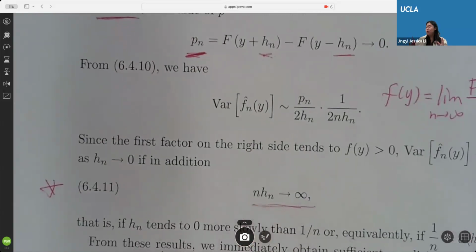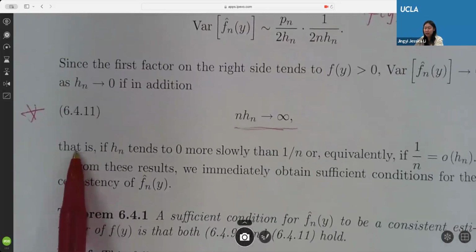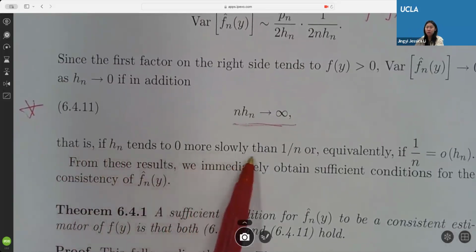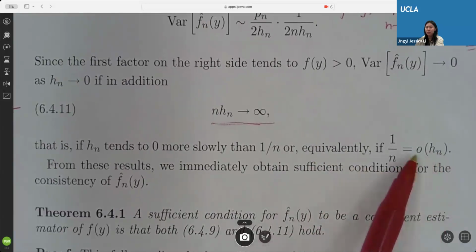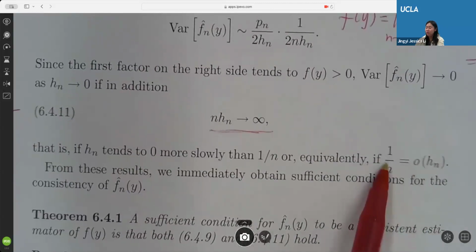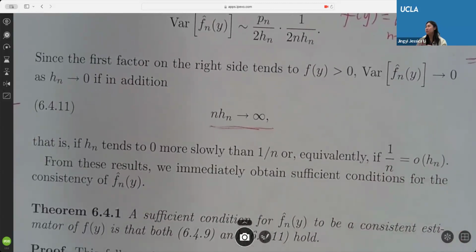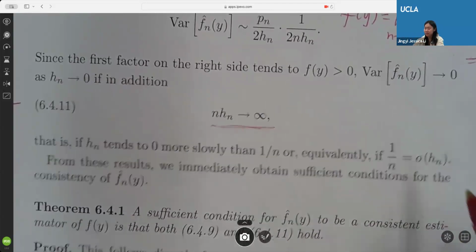So in other words, yes, you want your bandwidth to decrease as your n increases, but it cannot decrease too fast. It has to decrease more slowly than 1 over n, so that their product is still going to infinity. I think this is the intuition underlying this. That is, hn tends to 0 more slowly than 1 over n. But this is a weird way to write it anyway.